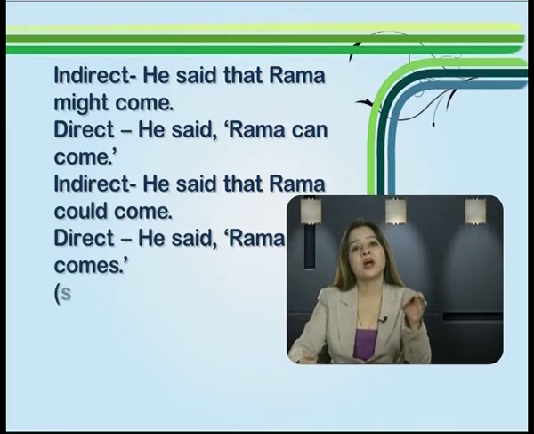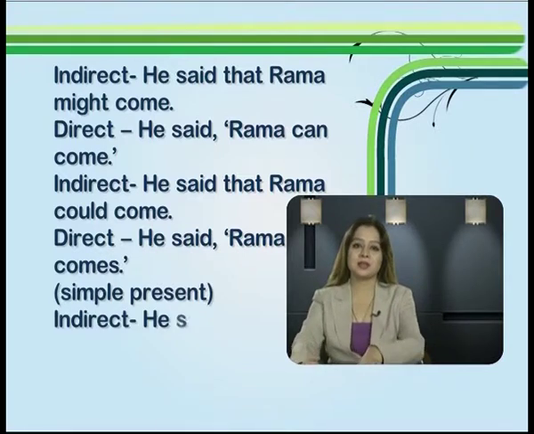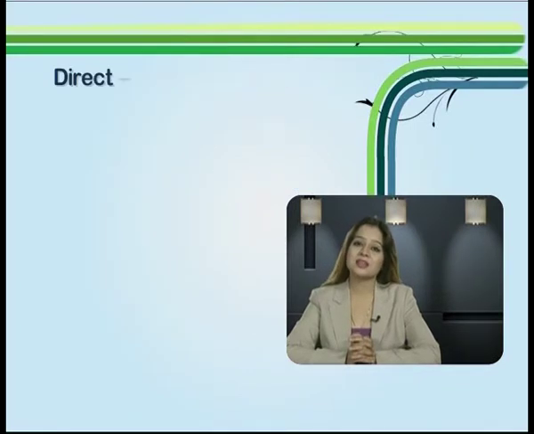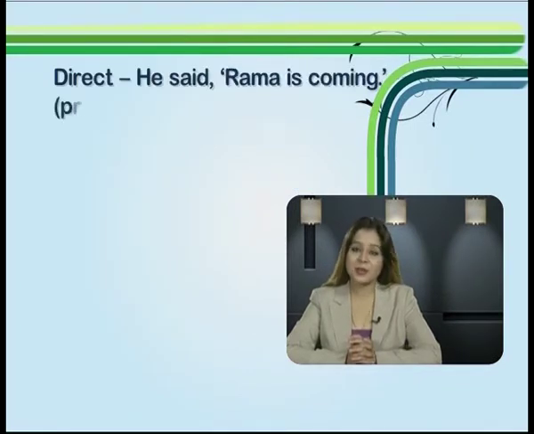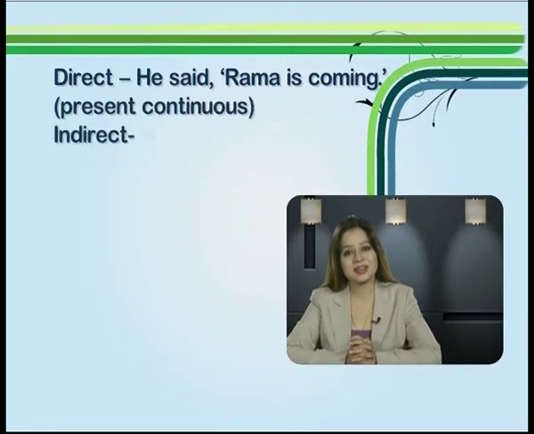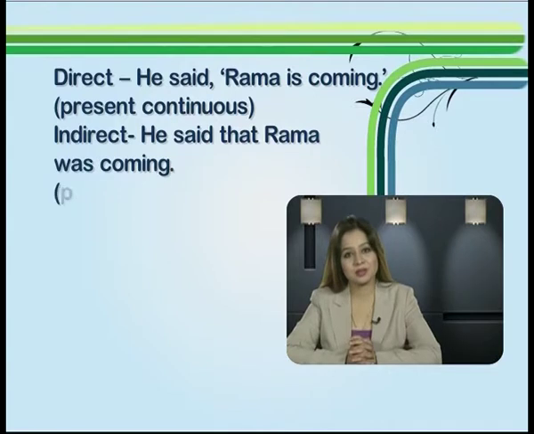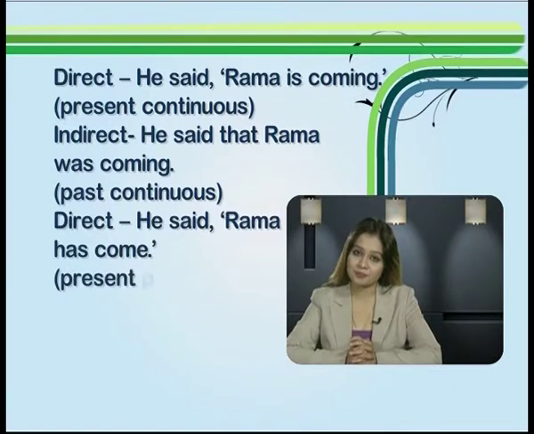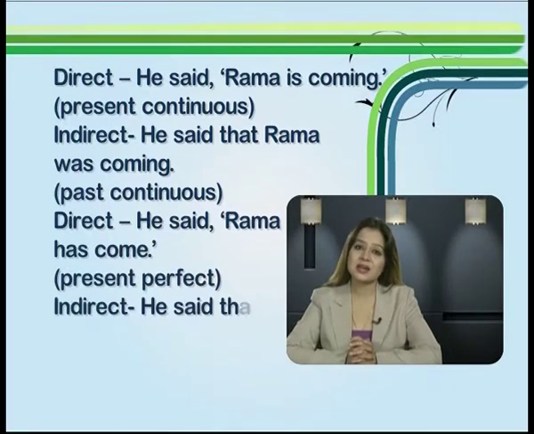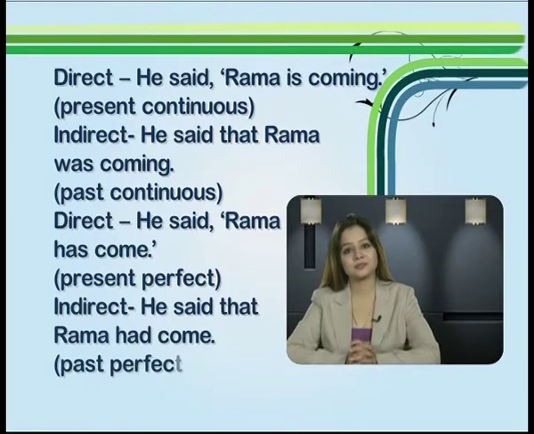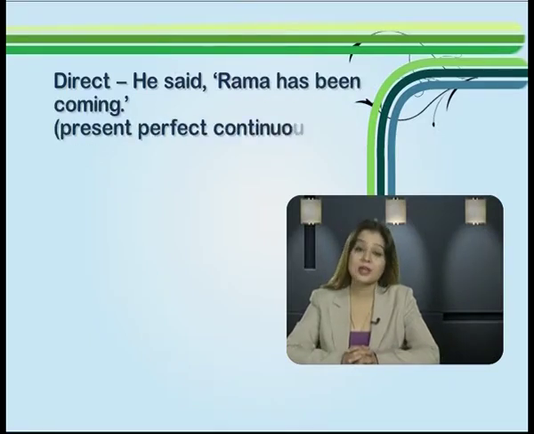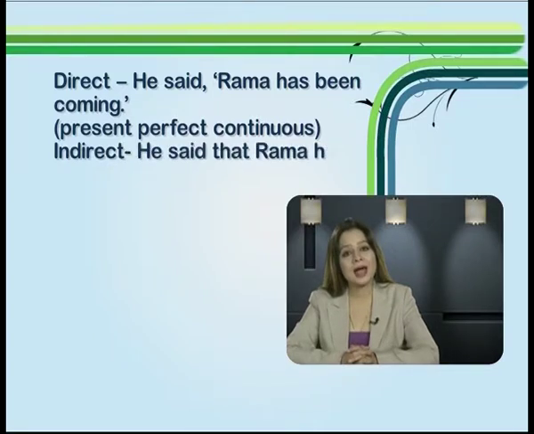Direct: He said Ram comes. Simple present. Indirect: He said that Ram came. Simple past. Direct: He said Ram is coming. Present continuous. Indirect: He said that Ram was coming. Past continuous. Direct: He said Ram has come. Present perfect. Indirect: He said that Ram had come. Past perfect. Direct: He said Ram has been coming. Present perfect continuous. Indirect: He said that Ram had been coming.